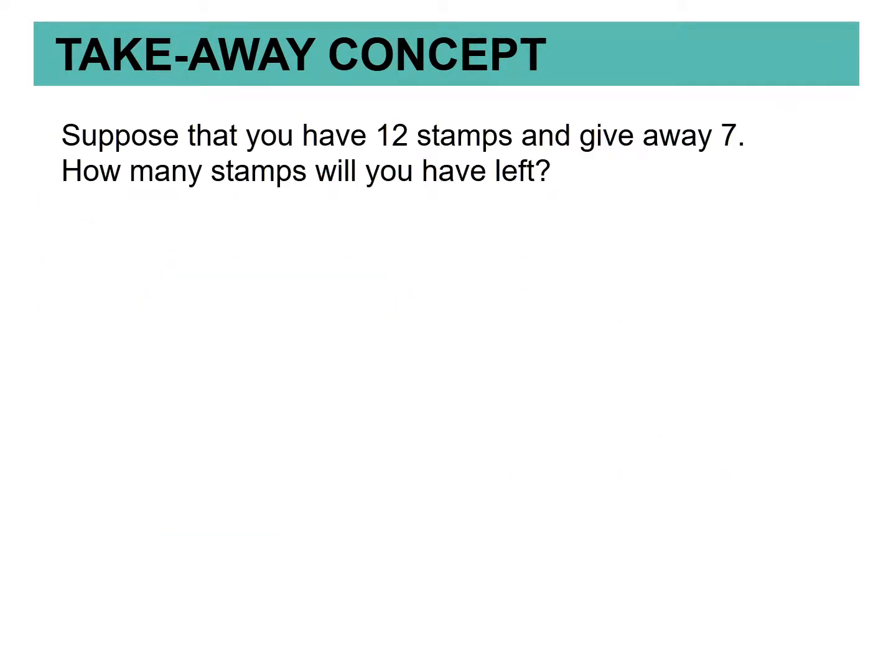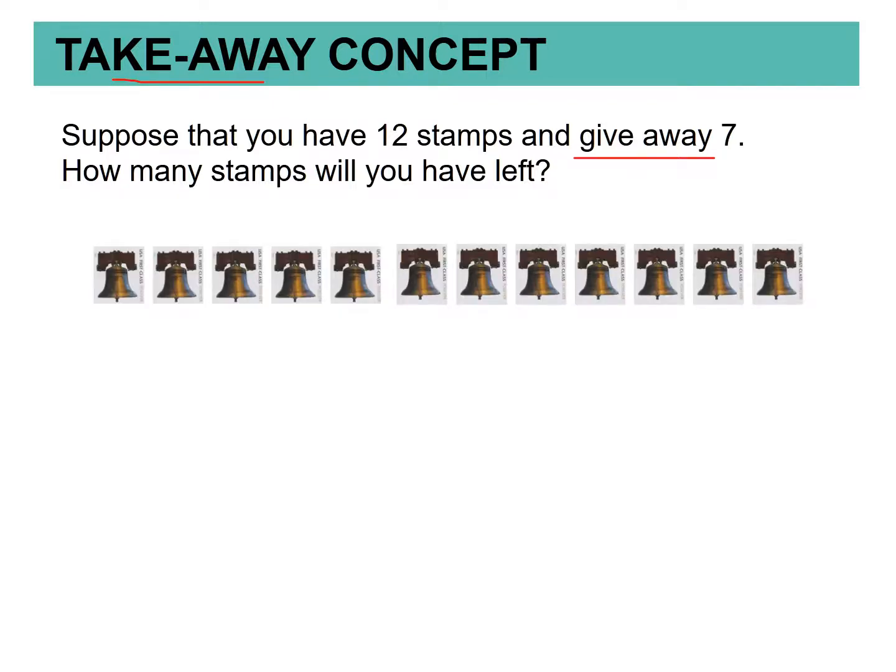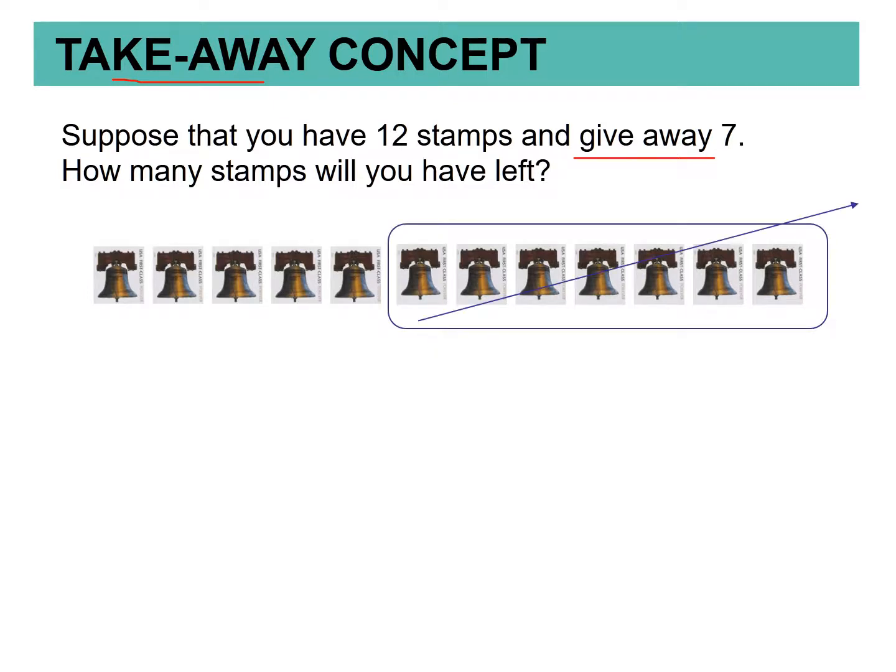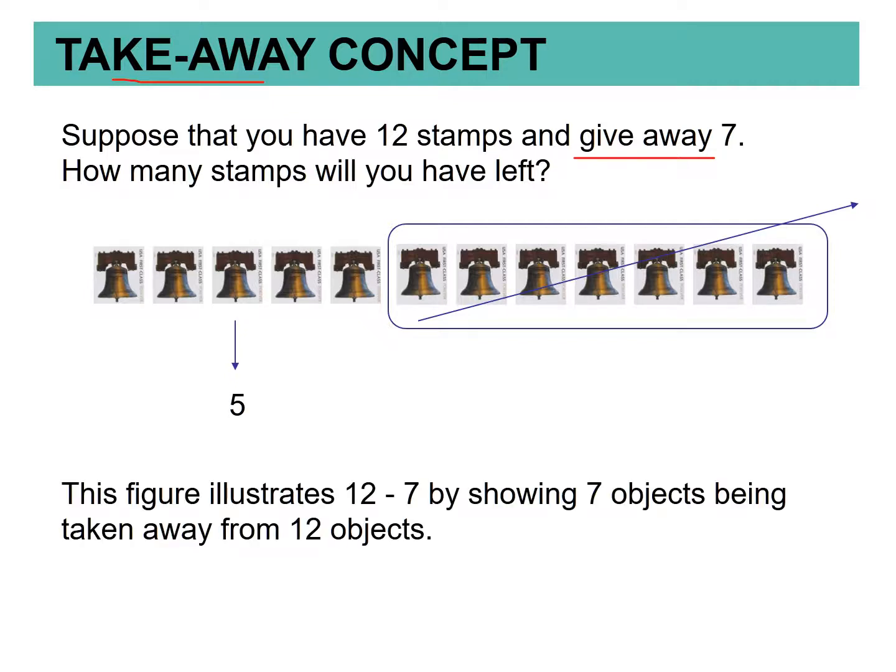Suppose you have 12 stamps and you give 7 away. So by giving 7 away, you're taking out from under the 12 you had. How many stamps would you have left? So we model this by, here's our 12 stamps, and then we take the 7 and we show that we're giving them away by circling it and taking it out. And what do we have left? The 5. So this figure illustrates 12 minus 7 by showing 7 objects have been taken from a total of 12.